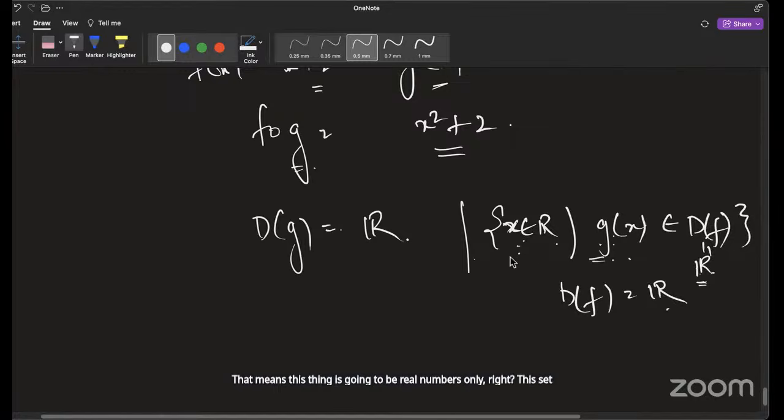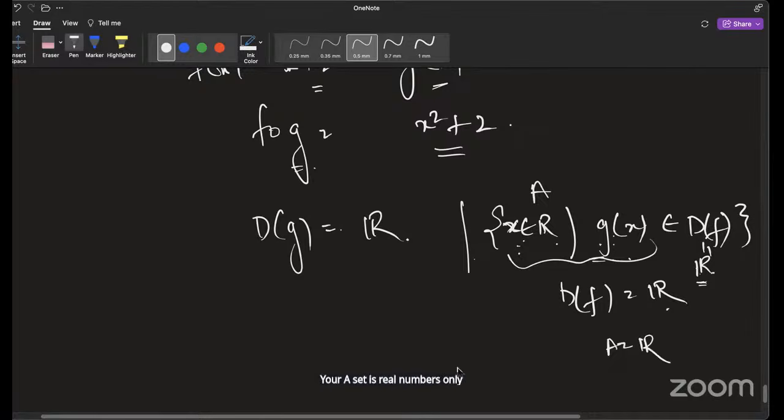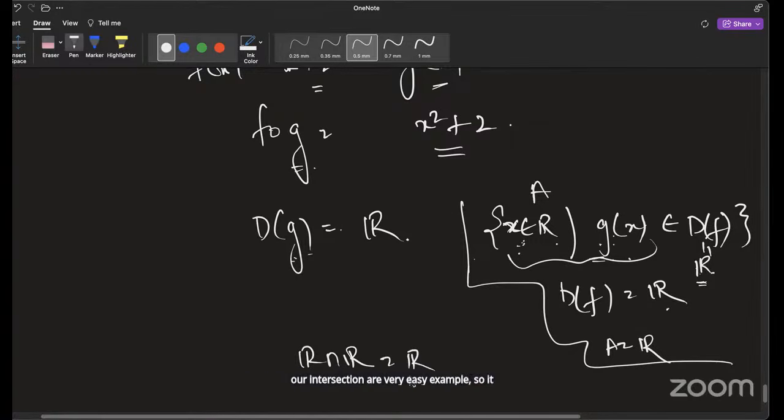This whole set, let's call it A. But the A set is real numbers only, right? So your DG, this intersection, should be R intersection R. It's a very easy example. So it's going to be R only.